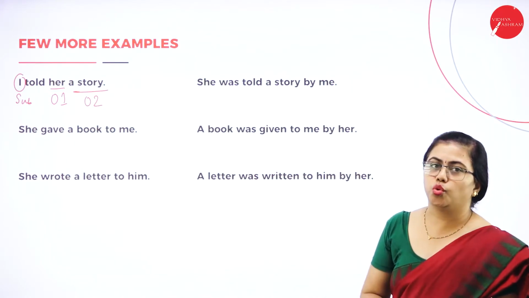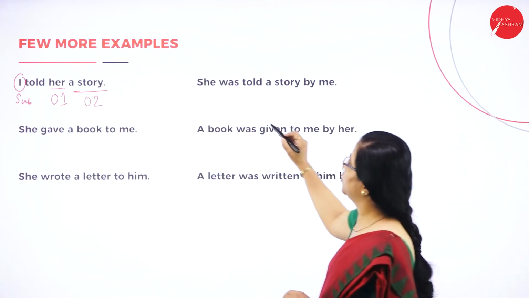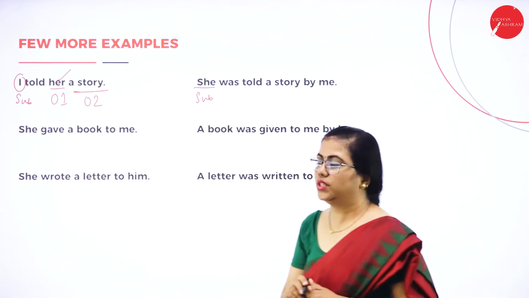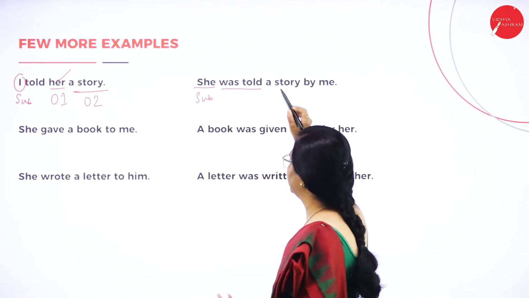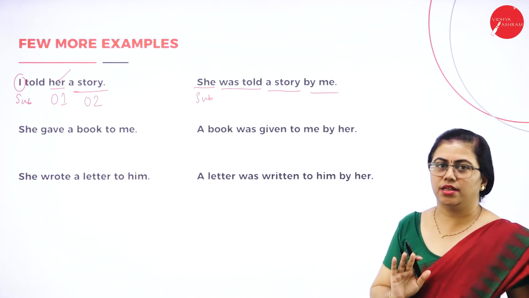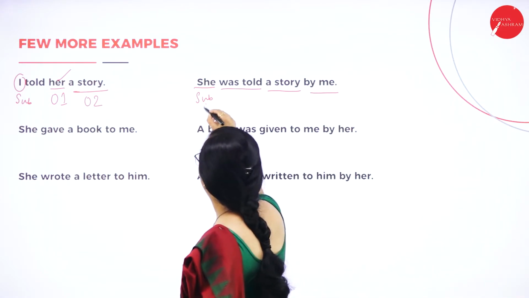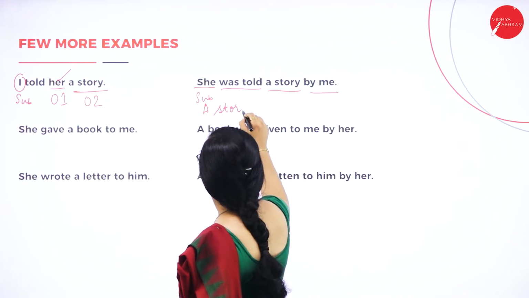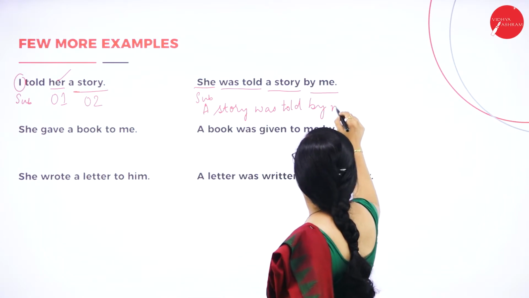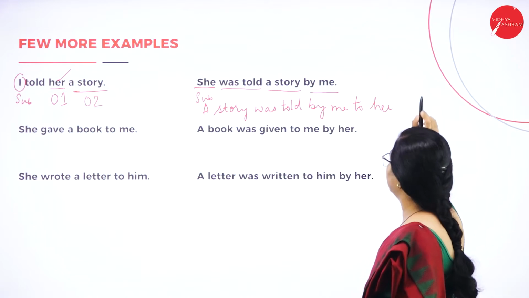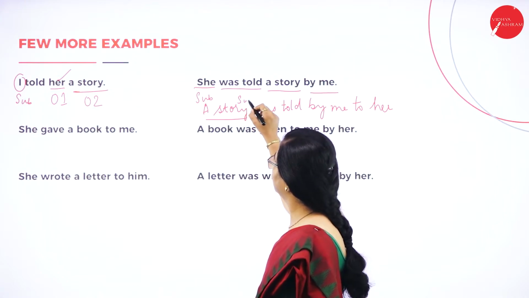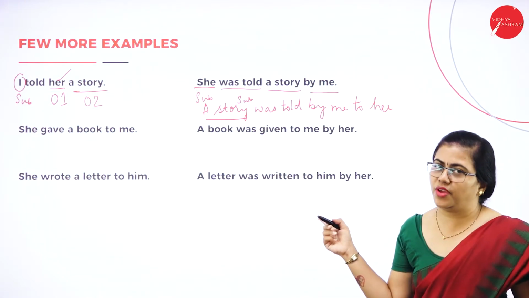She was told a story by me. I have changed it only one way. So she, here object 1, I have taken as the subject. So this is one type. Then was told as it is according to the rule. A story is retained as it is, and by me goes from subject to the object. Apart from this, you could have said it like this. A story was told by me to her. This is another way of changing it. So the story, which is the second object, has come to the subject. So this is another way of changing it.